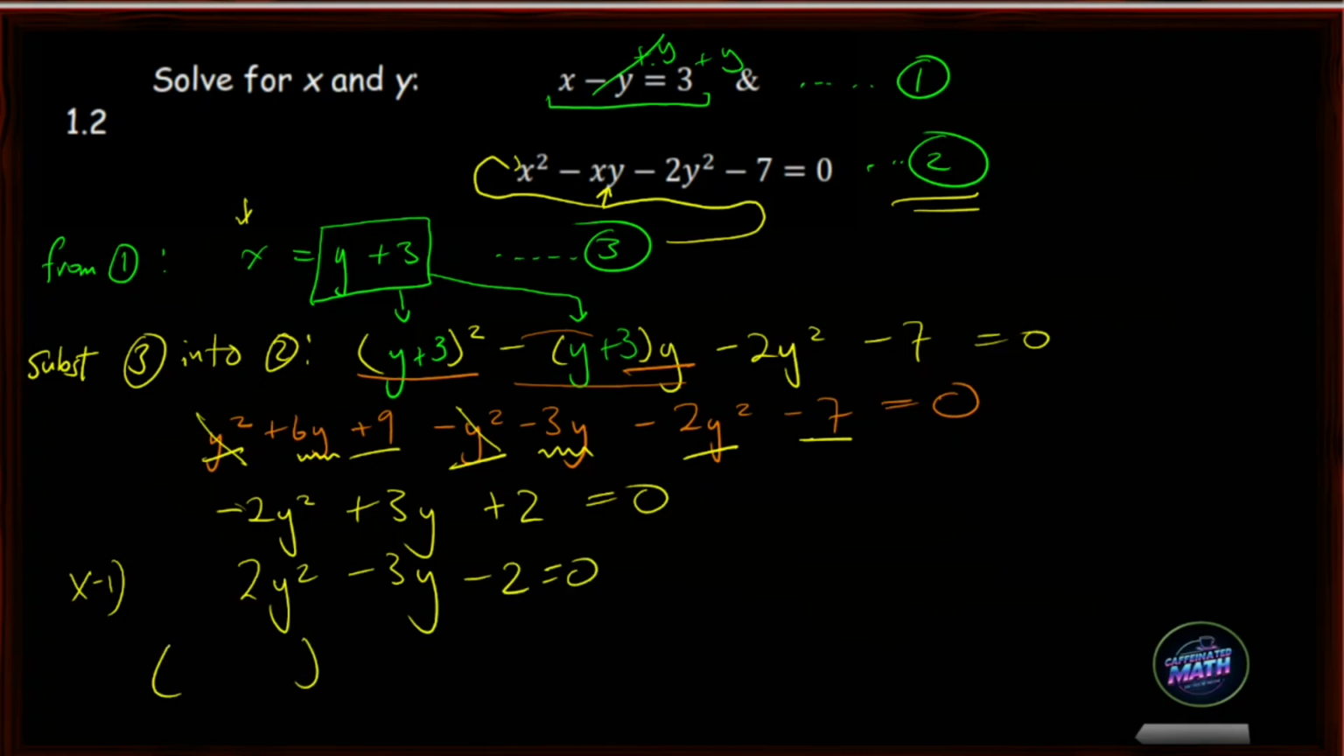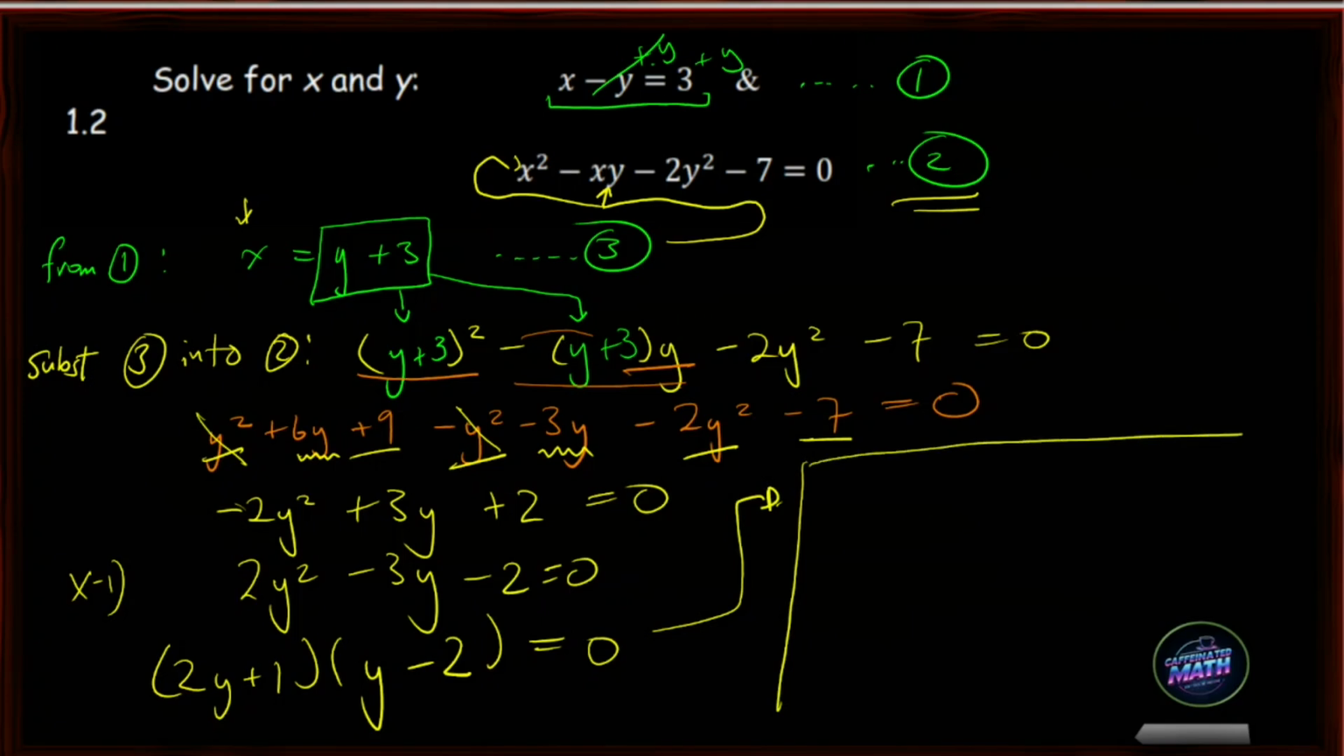That will factor, I believe, 2y plus 1 and then y minus 2. That will all equal 0. And I think we're in the home stretch now. y will be equal to negative 1 over 2, that's from this factor, or y is equal to 2, that's from the other factor.